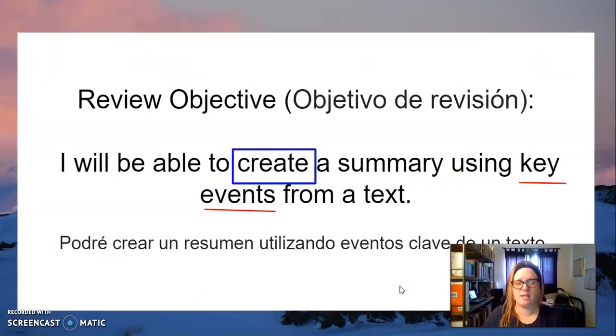Okay, moving on to English Language Arts. I will be able to create a summary using key events from a text. So we're not using details, we're using events. And the reason why we're using events for this text is because the format of the text is a little bit different. It's not informational, it's a story. And when we're talking about a story and key events, we're talking about things that are happening to the character.